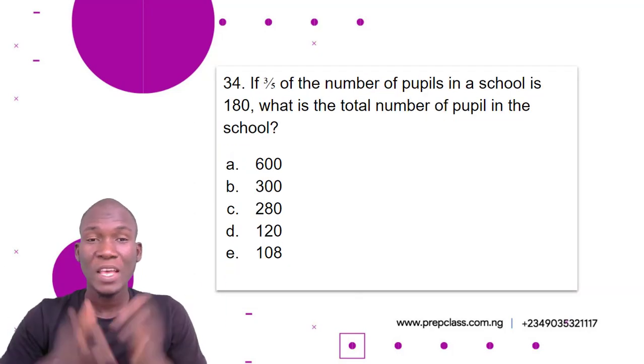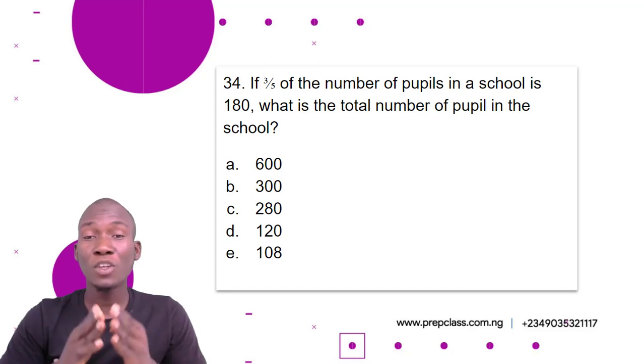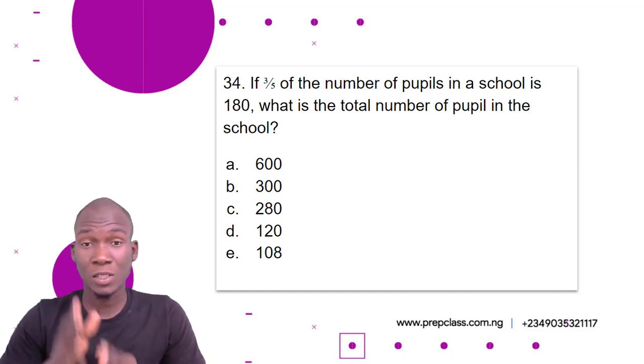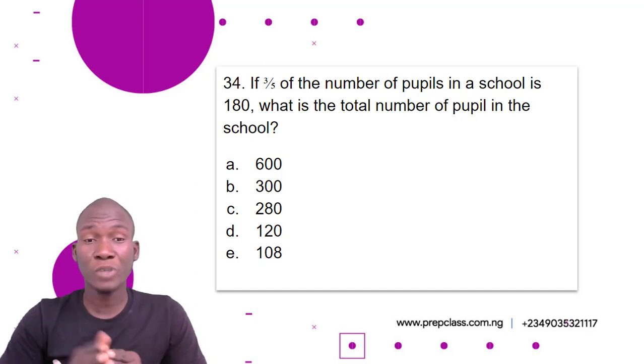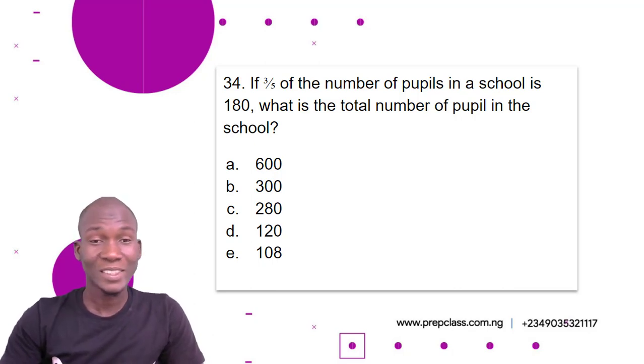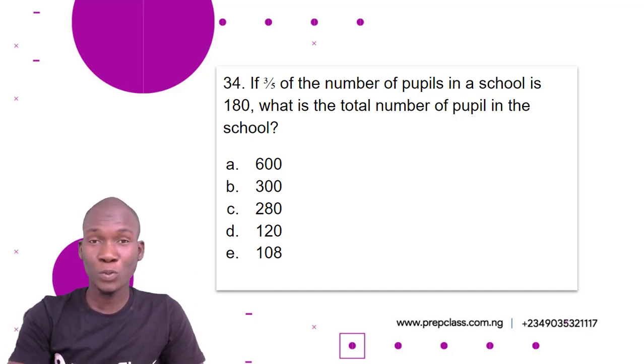Question 34. If 3/5 of the number of pupils in a school is 180, what is the total number of pupils in the school? A. 600, B. 300, C. 280, D. 120, E. 108. Now, this is also a simple question which is under word problems. How do we solve this?